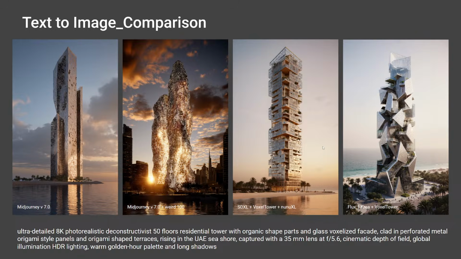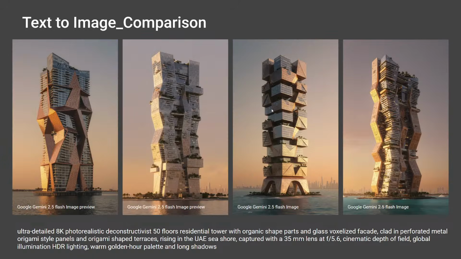So basically this is the first sample, and this is how Google Gemini works with this model, with more or less the same prompt. It also follows the prompt really precisely. We see the perforated panels here, kind of origami style, and also voxelized volume. In general, we can see some voxels, especially here. So basically Gemini follows the prompt in a really good way.